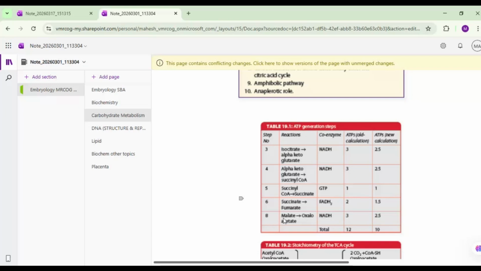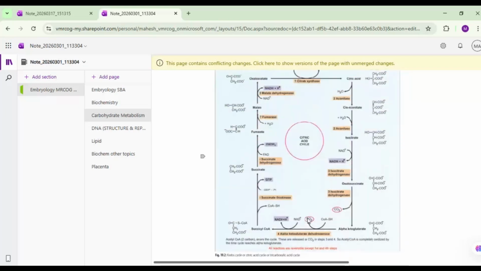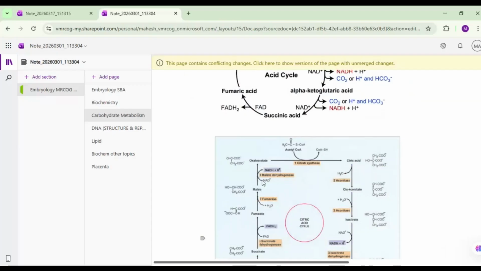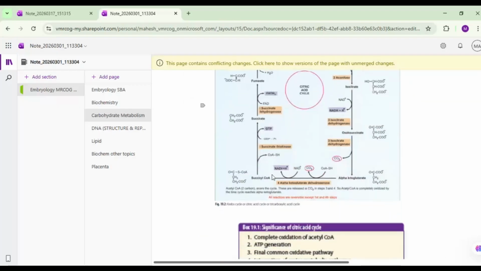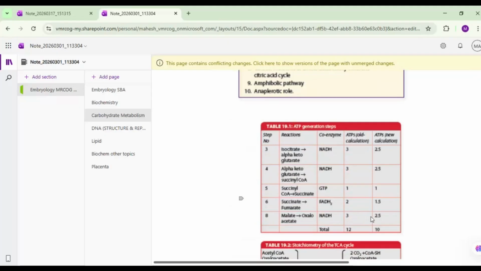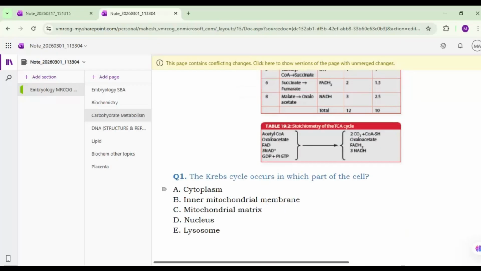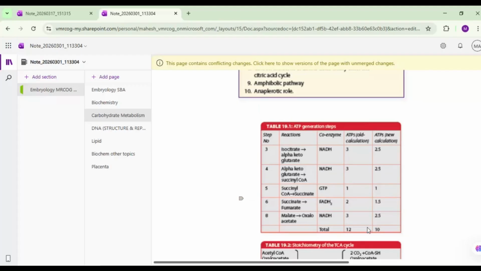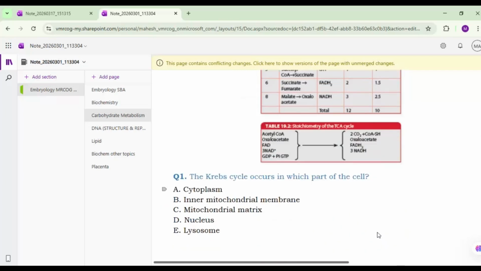Then the final step, malate, is also giving 1 NADH, which is equal to 2.5 ATP. So 1 NADH is equal to 2.5 ATP. How many ATPs do you get in total in the Krebs cycle? 10 ATPs as per the new calculation and 12 ATPs as per the old calculation. So the total number of ATPs produced in the Krebs cycle is 10.